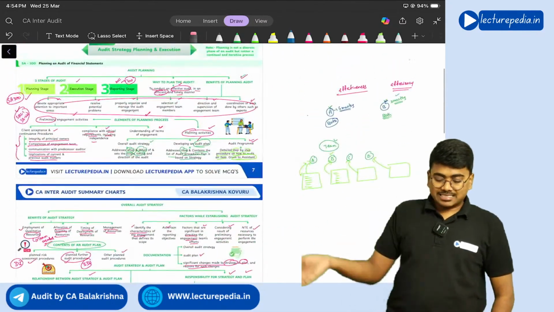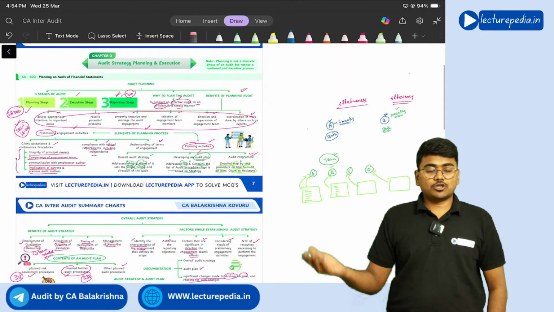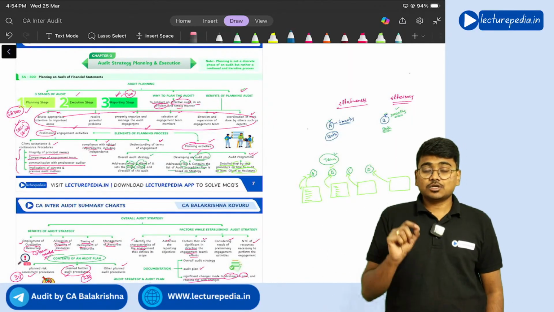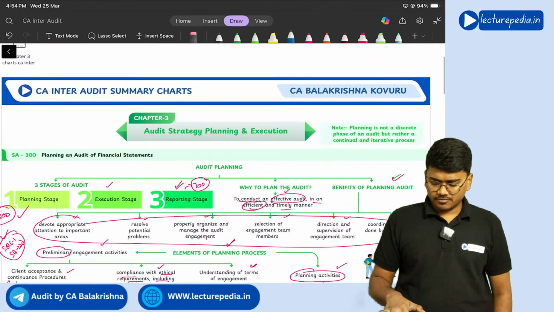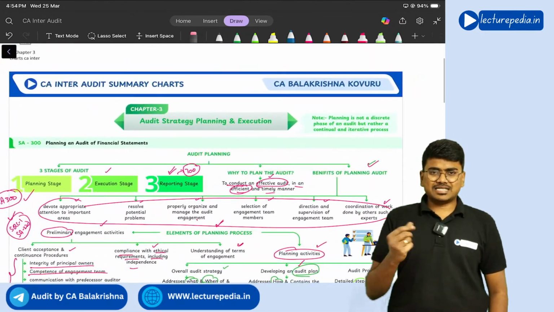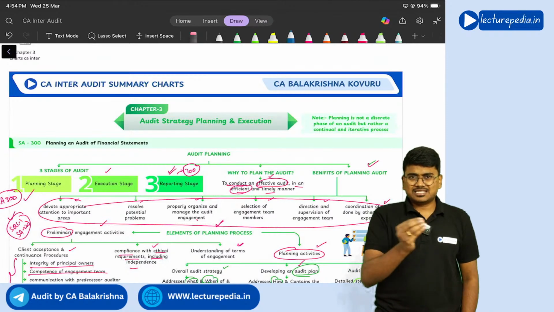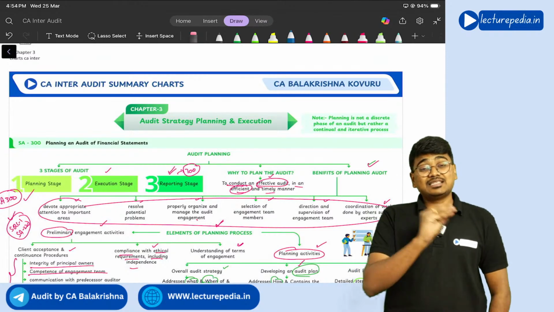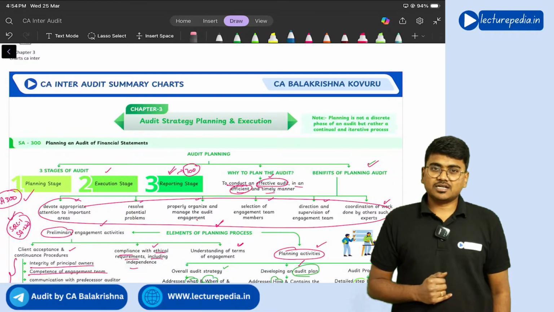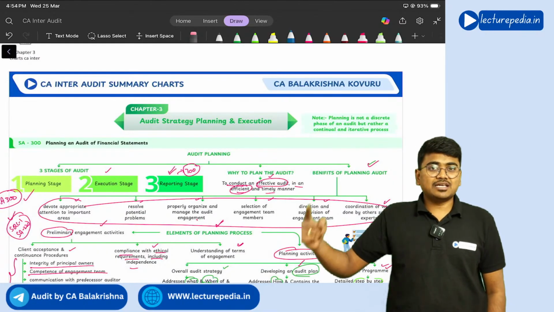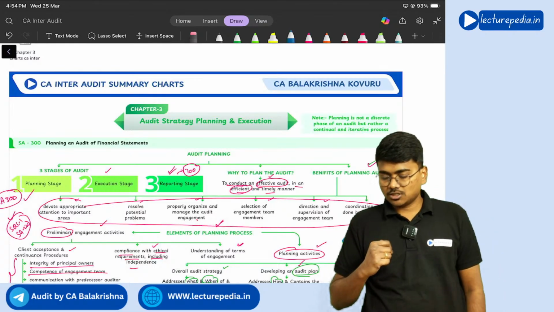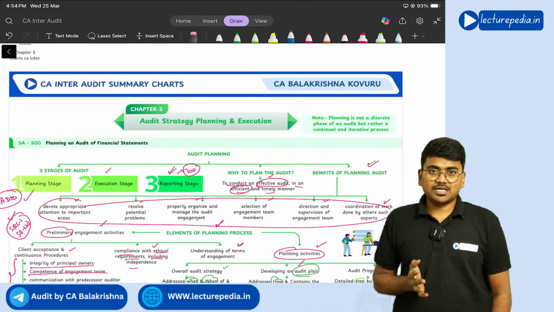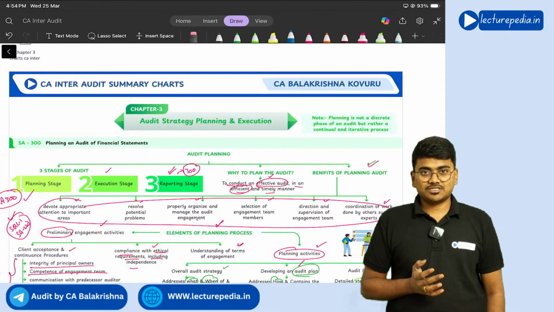In the next class, that is day after tomorrow, we will be discussing the fourth chapter, which is related to risk assessment. SA 315, 320, 330, all those standards related to risk assessment, we will be covering. Today is 25th, right? On 26th we will cover it, and on 27th we will be revising that particular chapter.